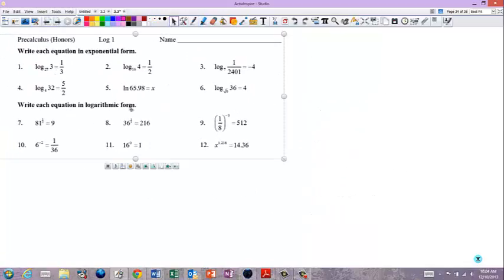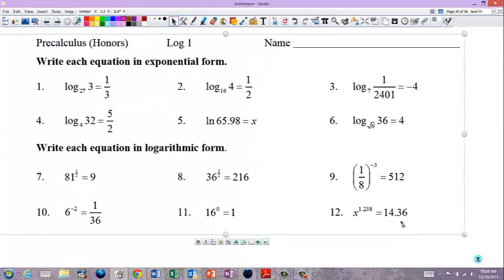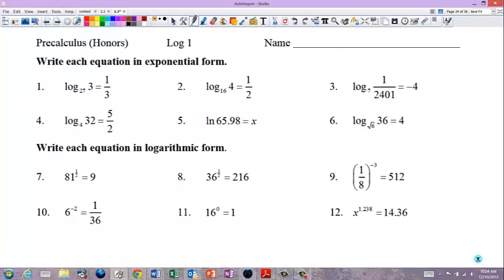Okay. One thing you need to know that I didn't mention is that if you see ln, that's log base e. It's a special log. So I'll do this one for you. This will be the one that I do out of this section. All these are the same. It says write in exponential form, so you just whoosh, e to the x equals 65.98, and that's done. That's all you do. You just whoosh on all those.